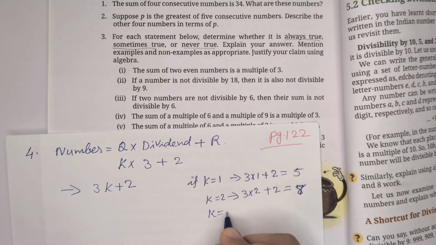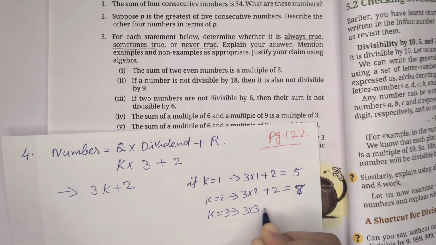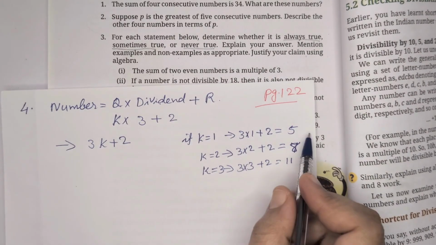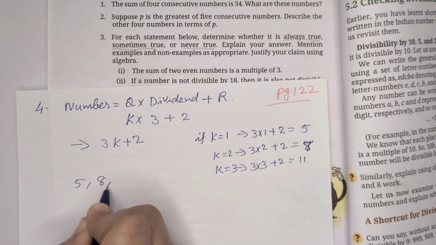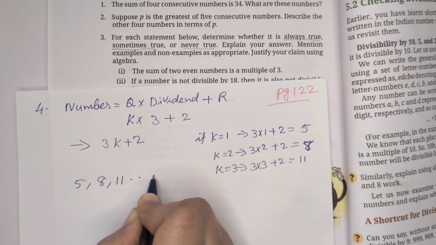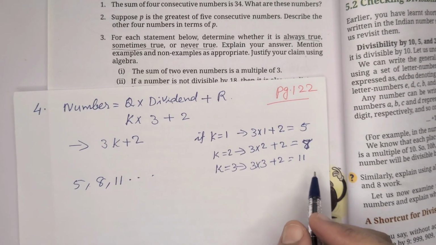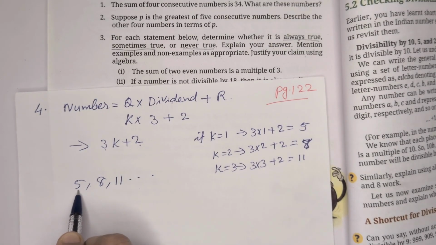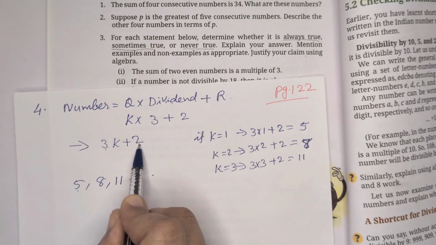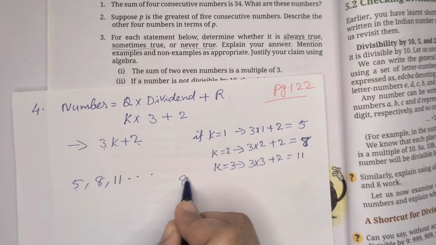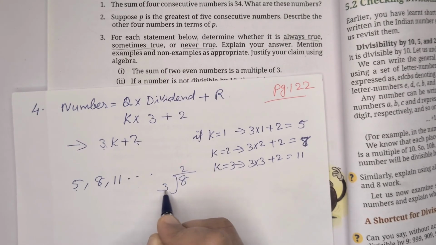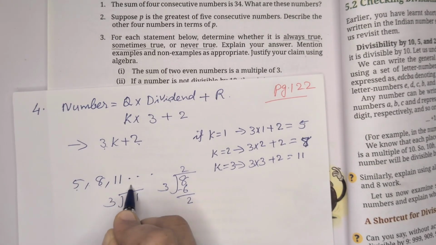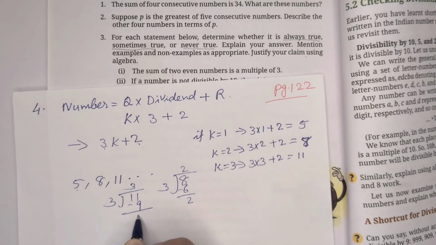8. Then k is equal to 3, it will come 3 into 3 plus 2, 11. Now we can see the numbers 5, 8, 11, etc. are the numbers where, when we are dividing by 3, we will get the remainder 2. If we are dividing 5 by 3, we will get the remainder 2. 8 also, if we are dividing by 3, 2 times, then 6, remainder 2. 11 by 3, 3 3s are 9, remainder 2.